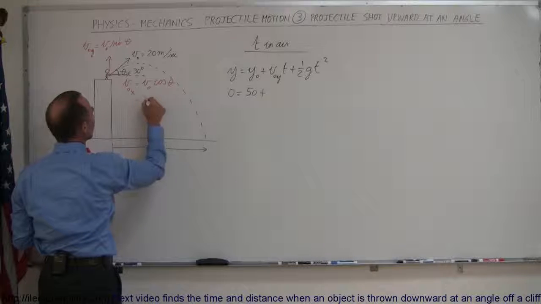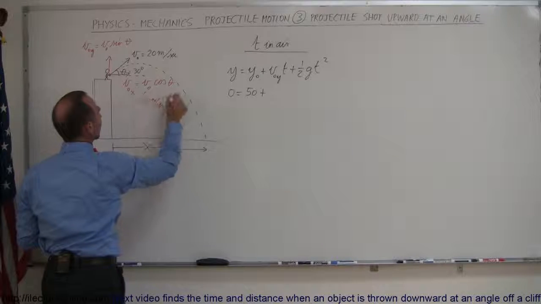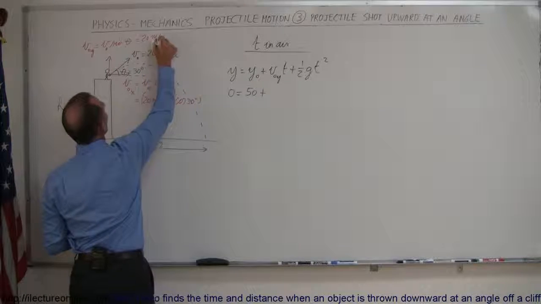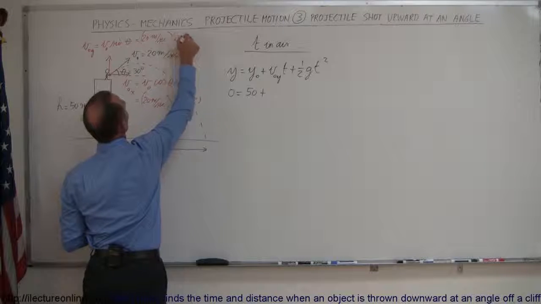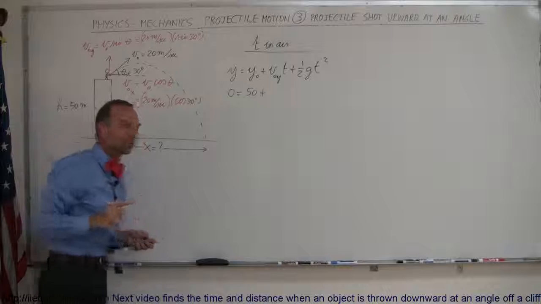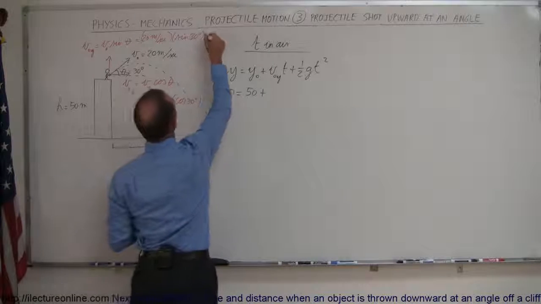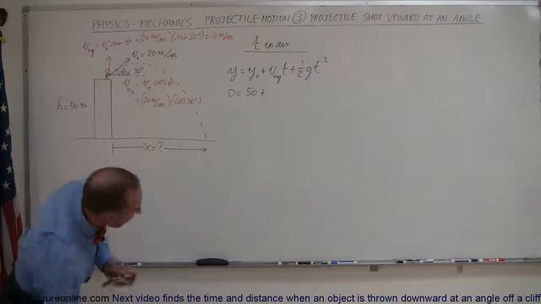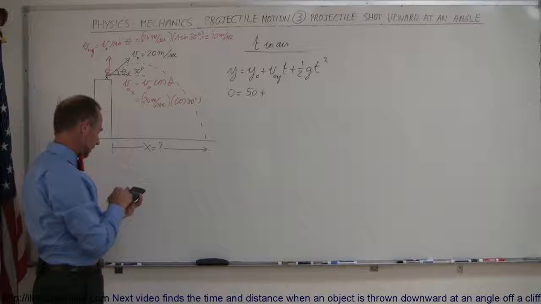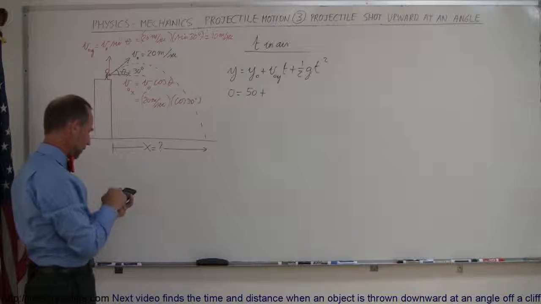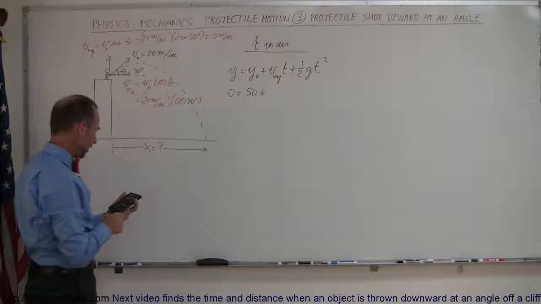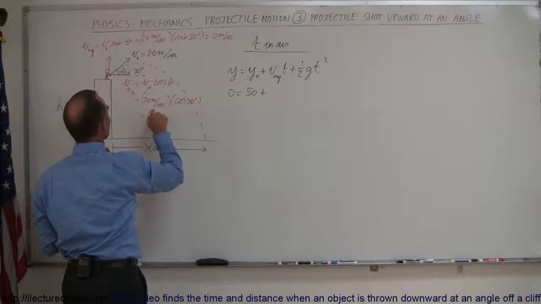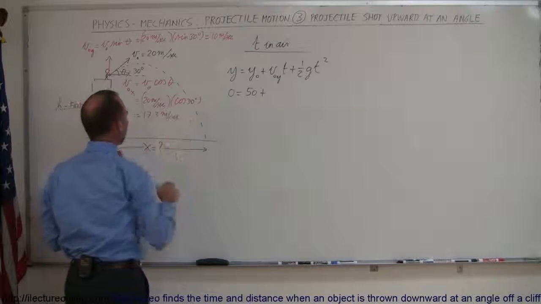So that becomes 20 meters per second times the cosine of 30 degrees. And this becomes 20 meters per second times the sine of 30 degrees. And of course, the sine of 30 degrees is equal to 1/2. So 1/2 times that is 10 meters per second. And then for the x direction, the cosine of 30 is 0.866. So again, cosine of 30 times 20, and we get 17.3. That's accurate enough. So this is equal to 17.3 meters per second in the x direction.